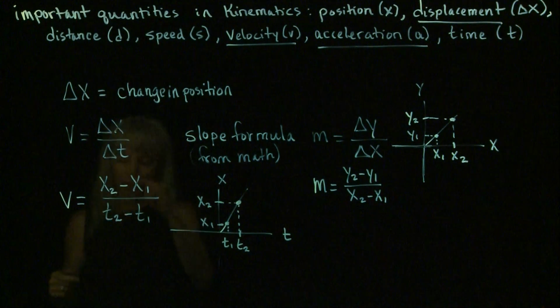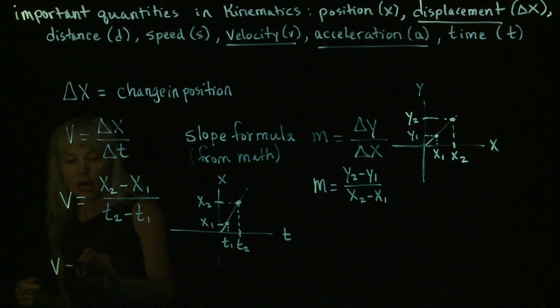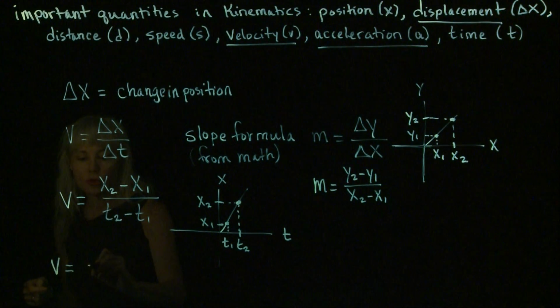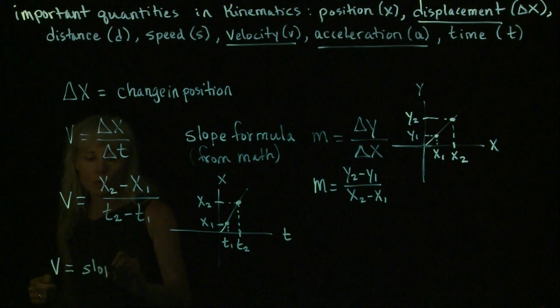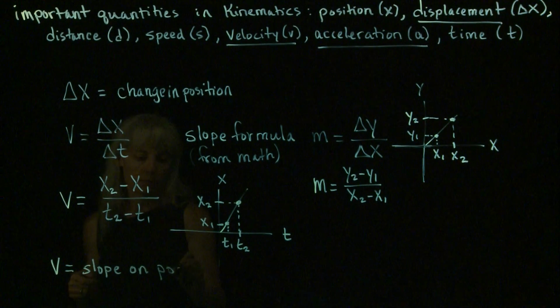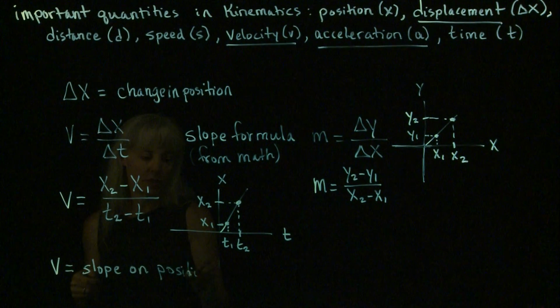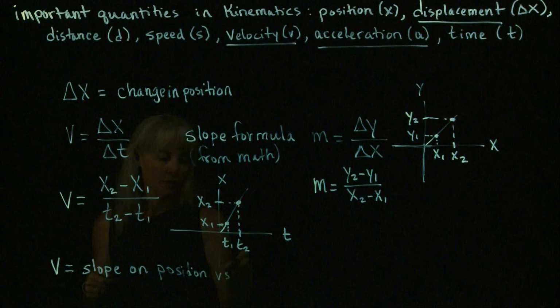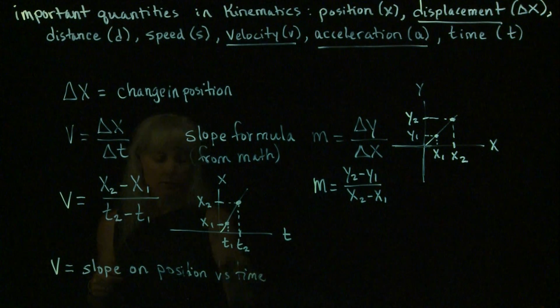And this is a very important piece of information. So velocity is equal to the slope on the position versus time graph.